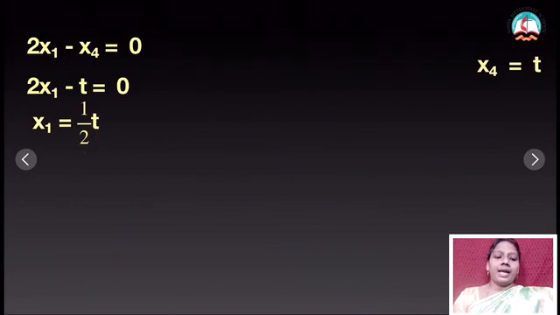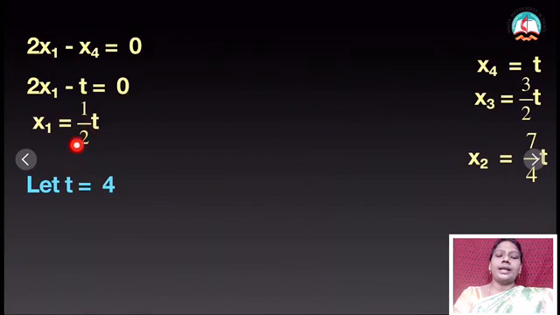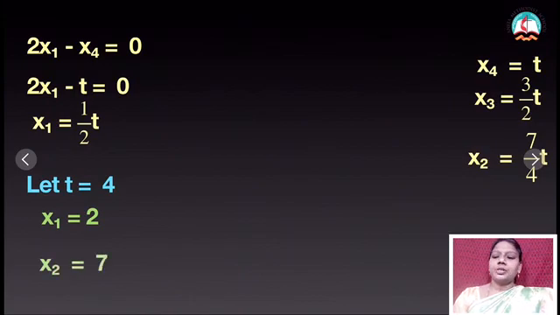Now I am going to take the value of t is equal to 4. Why am I taking that is equal to 4? You just look at all the other values, in which what is the LCM? Here my denominator is 4, here it is 2, here it is 1 and here it is 2. Therefore, the LCM value will be equal to 4. I am just taking the LCM value. If I am taking LCM, then I can substitute over here. Then I will get x1 is equal to 2, x2 is equal to 7, x3 is equal to 6 and x4 is equal to 4.